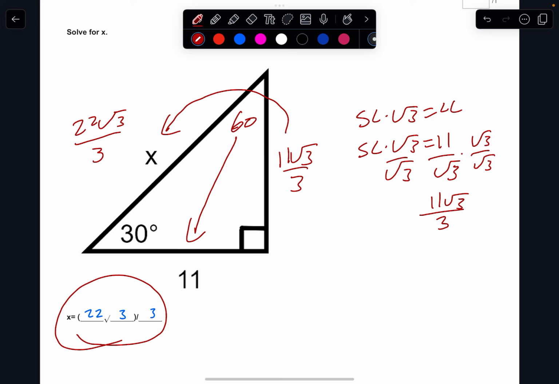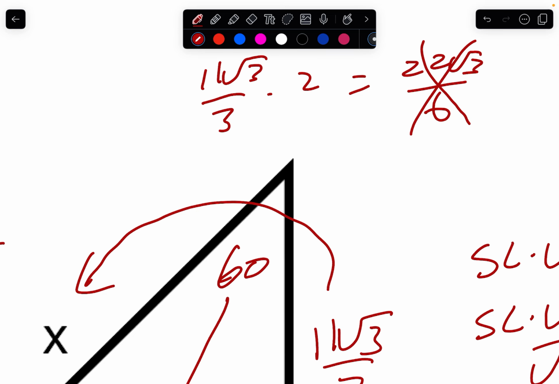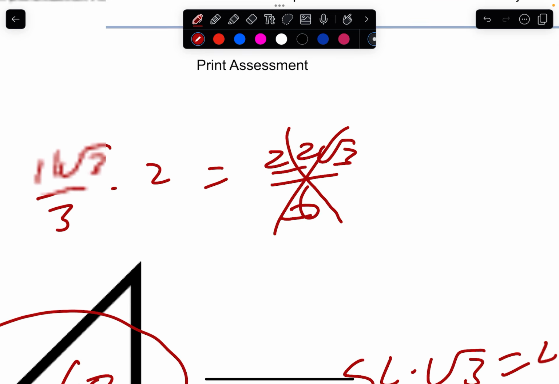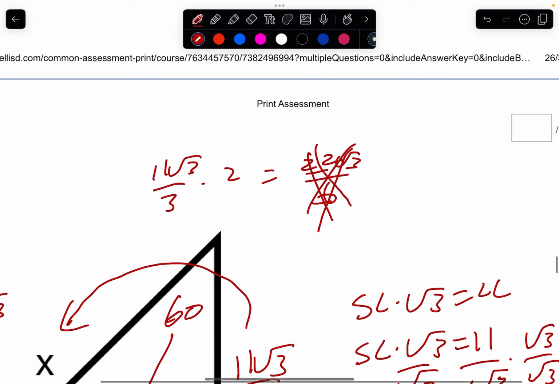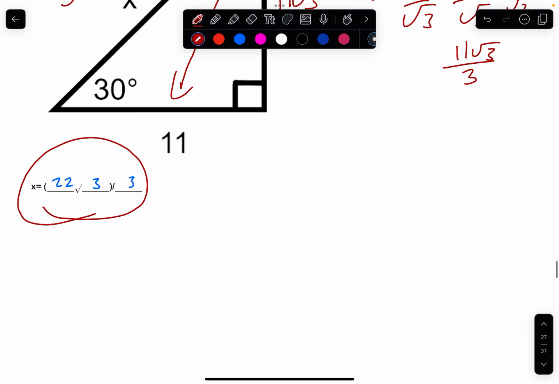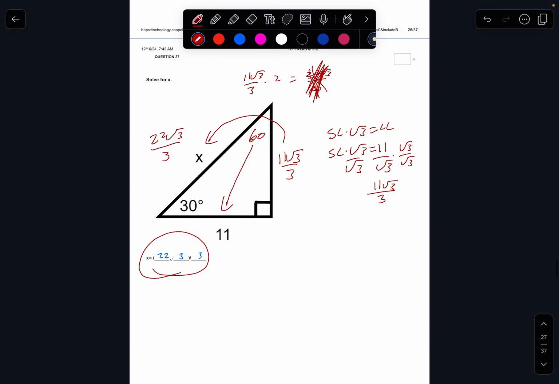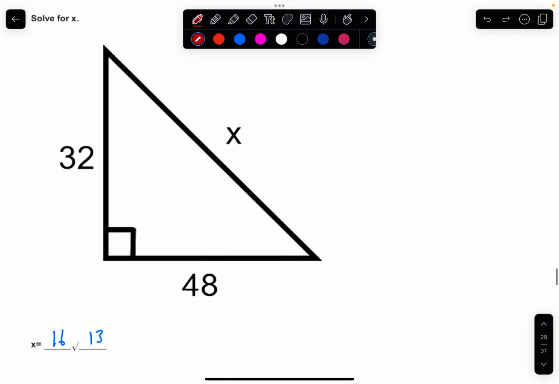Why not 22 over 6? Well, a lot of people would take the 11 root 3 over 3 times 2 and say that's 22 root 3 over 6. No. What is 22 over 6? That's just 11 over 3 again. No. We're multiplying by 2 over 1, not 2 over 2. I'm trying to double the number. If you multiply by 2 over 2, you're not doubling the number. You're not even changing the number. You're just changing what it looks like. It's the same number. 22 over 6 and 11 over 3 are the same number. Please don't do that.